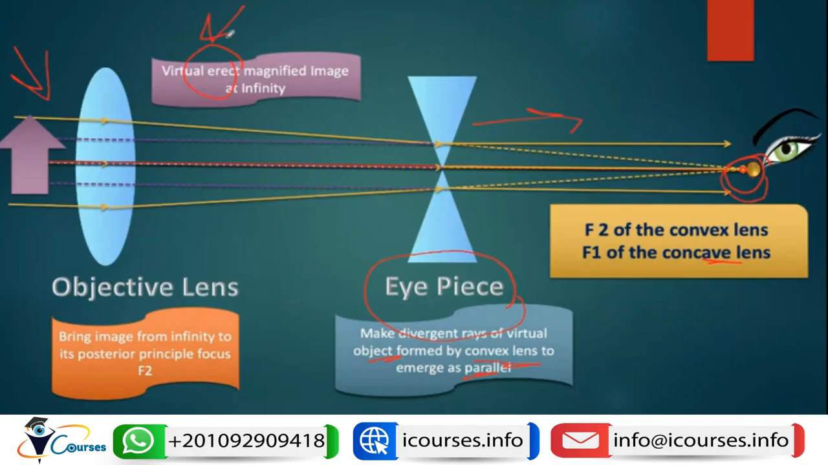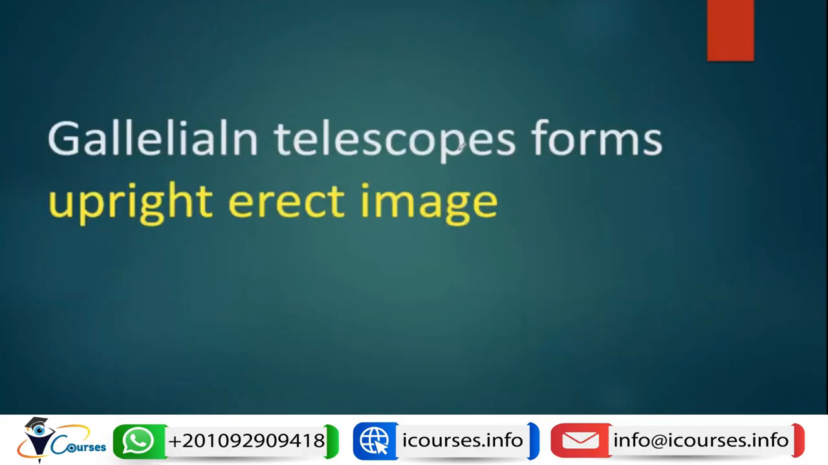This is very important, as it produces an erect image. So it will produce an erect image like the terrestrial telescope and unlike the astronomical telescope. So please don't forget that the Galilean telescope will produce an upright, erect image.